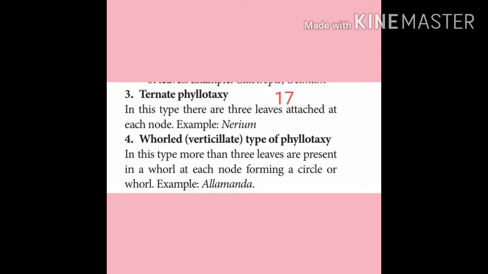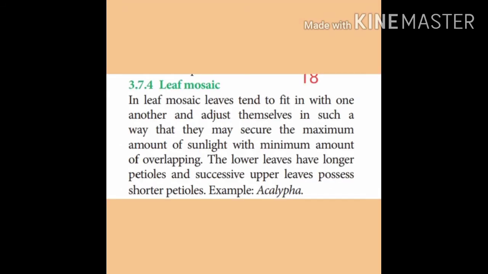Then we are going to learn about leaf mosaic. Leaf mosaic is where we learn about the arrangement of the leaves to get the maximum sunlight with a minimum amount of overlapping.